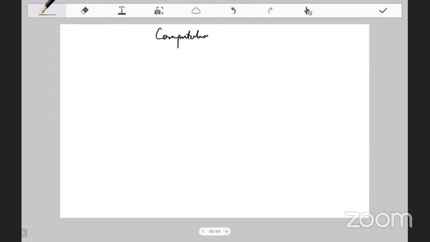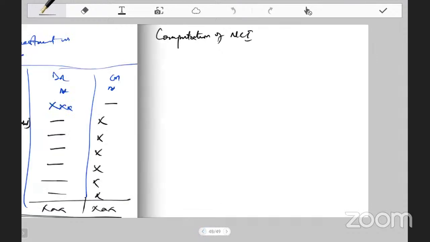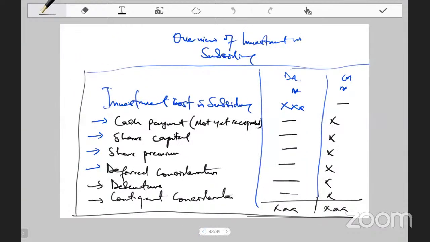You cannot move ahead, please. Hello. Yes, I said I lost connection for contingent consideration. So all that you said for contingent consideration, I did not get any. You just recapped the first page. The second one, you have not talked about it.